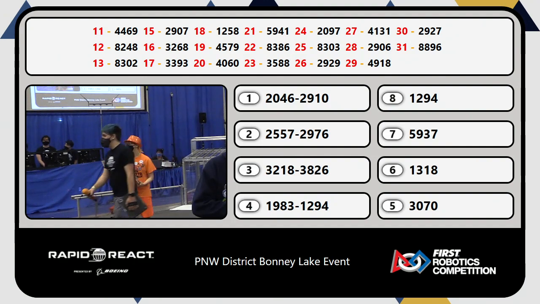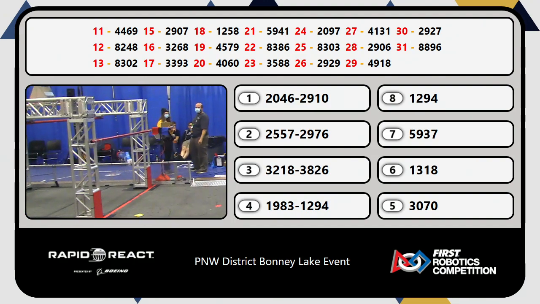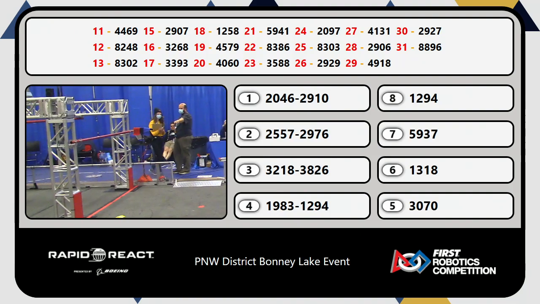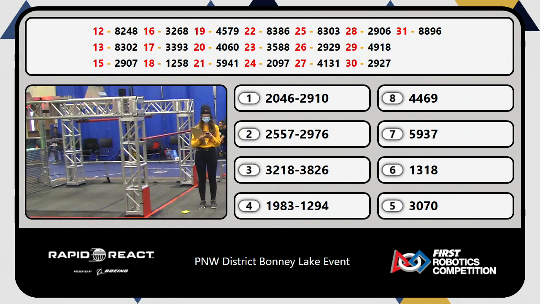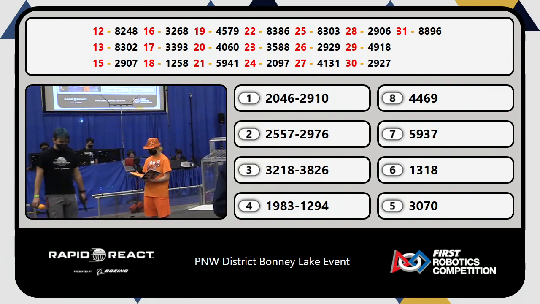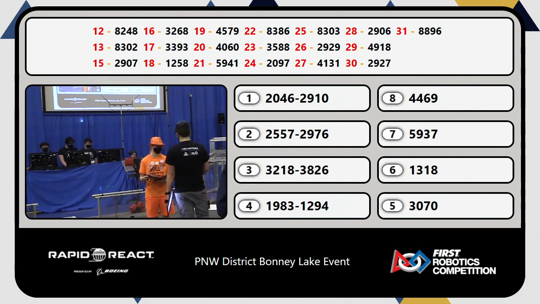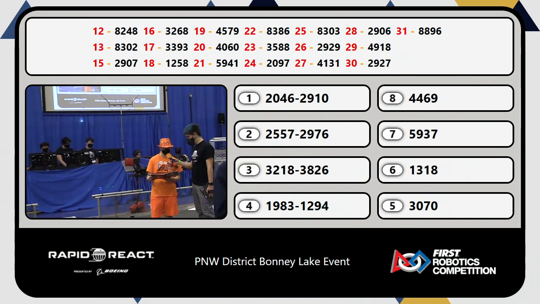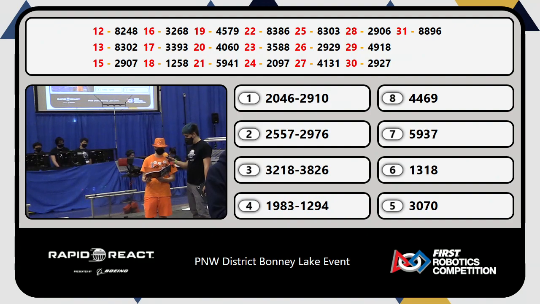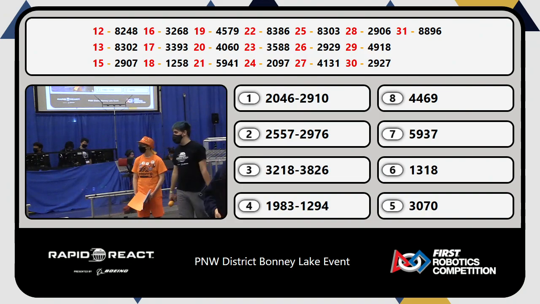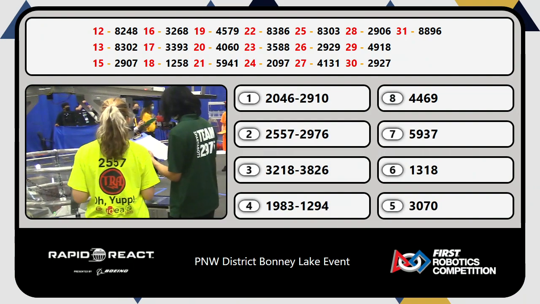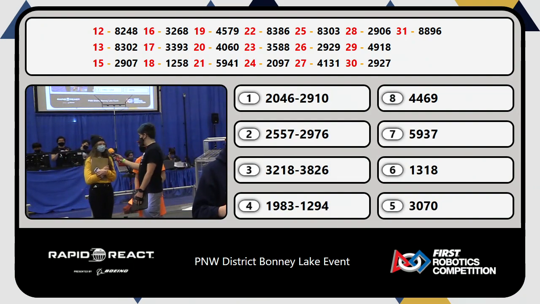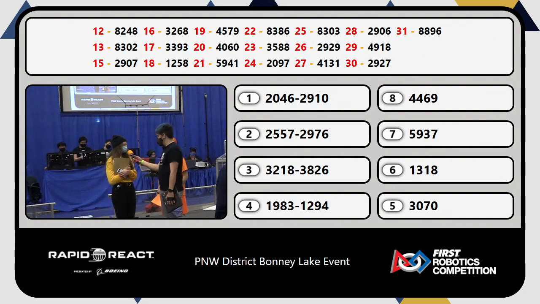Let's call to the field our next highest seeded team. Coming to the field, Team 4469 from Thomas Jefferson High School in Federal Way, Raid. All right, moving to our fifth alliance captain, Team 3070, who would you like to invite? Team 3070 would like to graciously invite Team 4469 to join our alliance. 4469, come on over. The Radar Artificial Intelligence Division, Raid. Team 4469 gratefully accepts your offer.